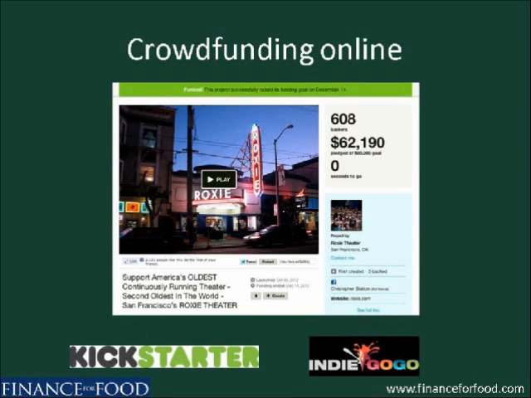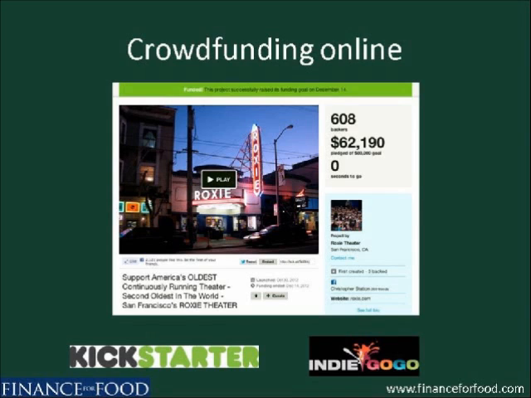Indiegogo has two models. One is an all or nothing, where you have to meet your goal or you don't collect the money, or they also have a threshold model where you have to meet your goal. And there are pros and cons to the different crowdfunding platforms. These are just two. There are several more.